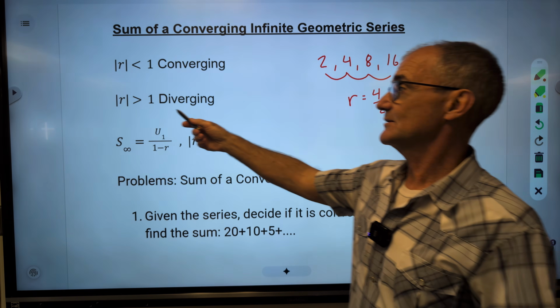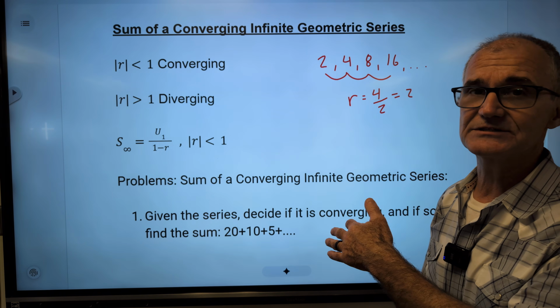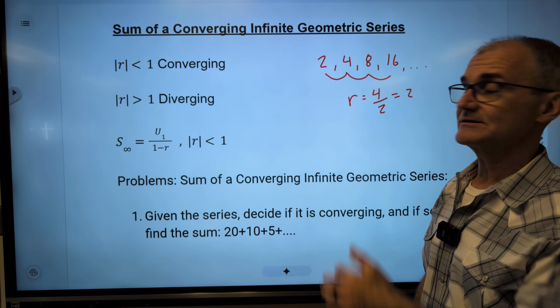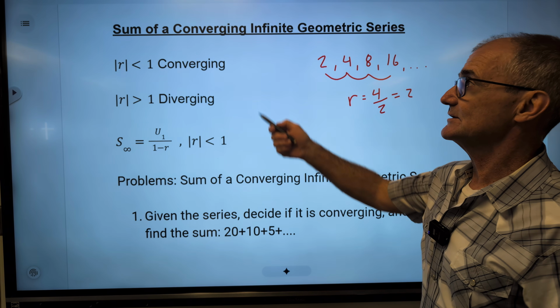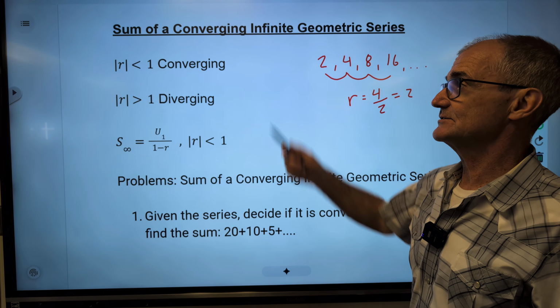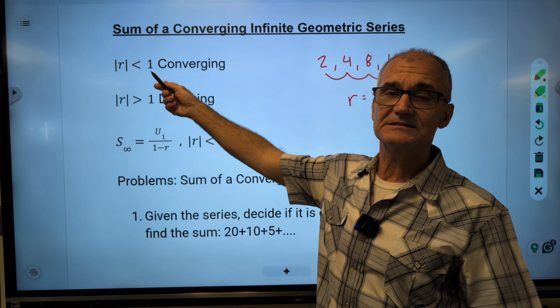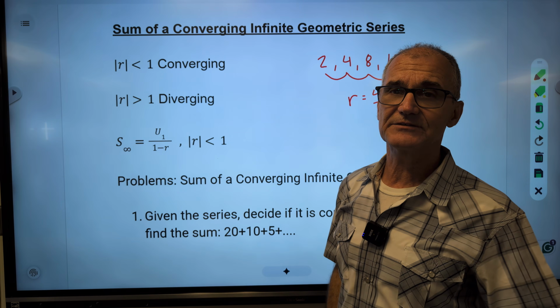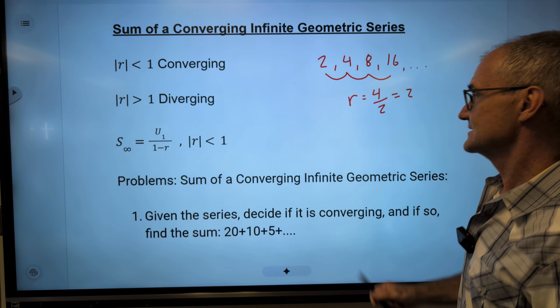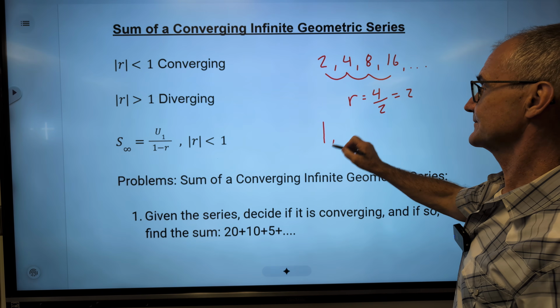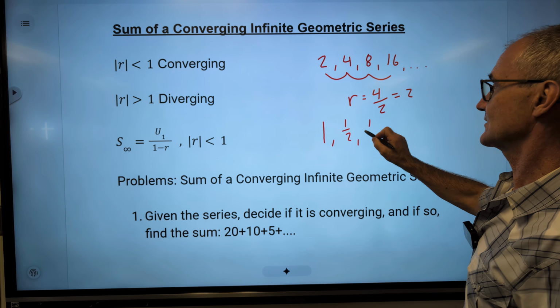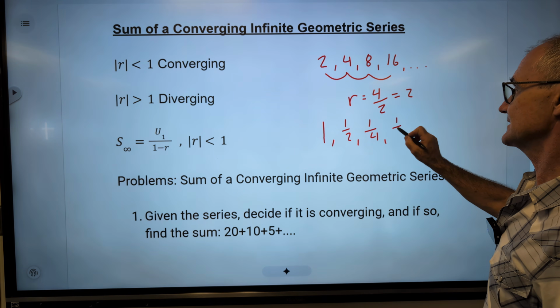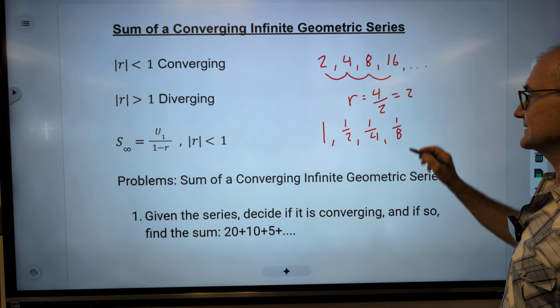2 is greater than 1. So this is a diverging geometric series. You can really only have the sum of a converging one, so it has to be less than 1. The common ratio has to be less than 1. That makes it converging. So if I had something like 1, a half, a quarter, an eighth, again, dot, dot, dot is saying it's infinite.